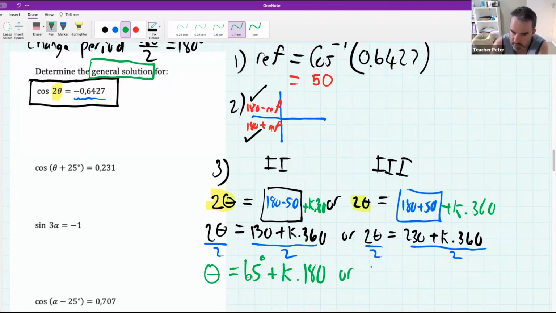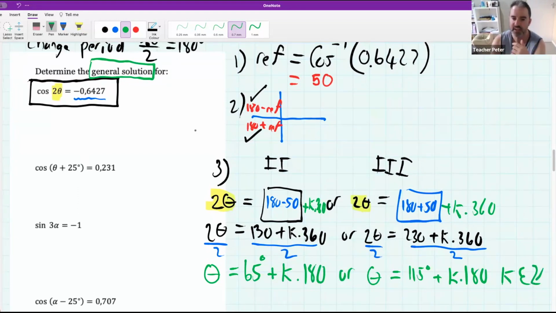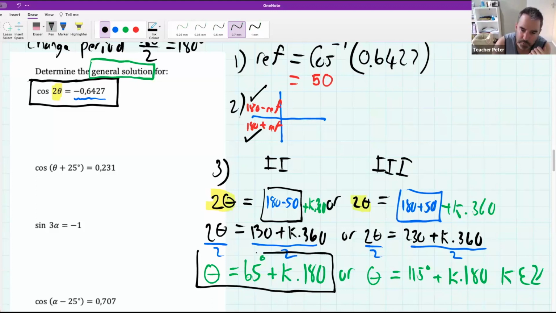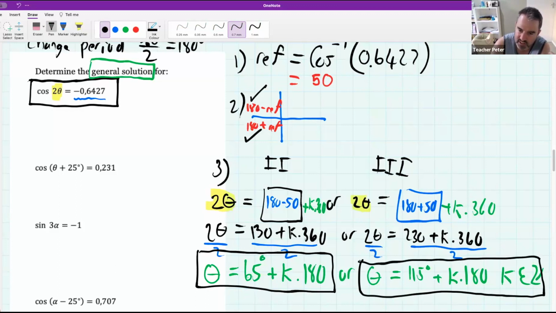Okay, now this is good news because remember I told you at the beginning the period must be changed, but let's do this one. Or theta is equal to, what's 230 divided by 2? 115. Okay, and then we know for the same reason it must be this. So the final solution is actually 65 and then any multiple of 180 that I add or subtract to that, or it's 115 and every 180-degree multiple of that.